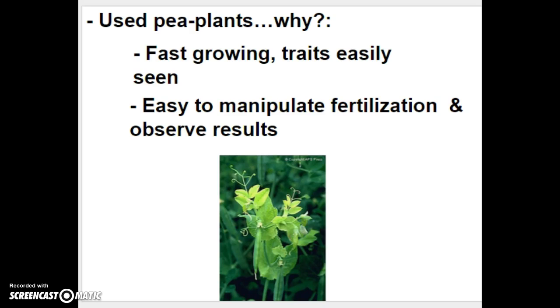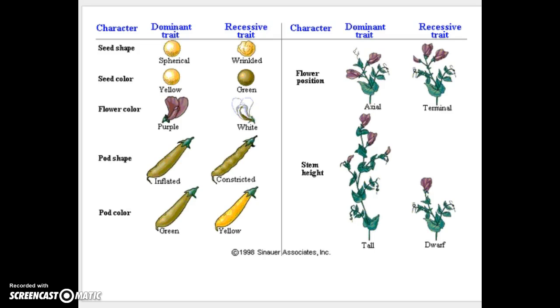These were the different traits that Mendel took a look at, and he had literally thousands of plants that he was keeping track of for all of these different characters. He looked at seed shape and color, the flower color, the pod shape and color, the flower position on the pea plant when it bloomed, and how tall the plant was.